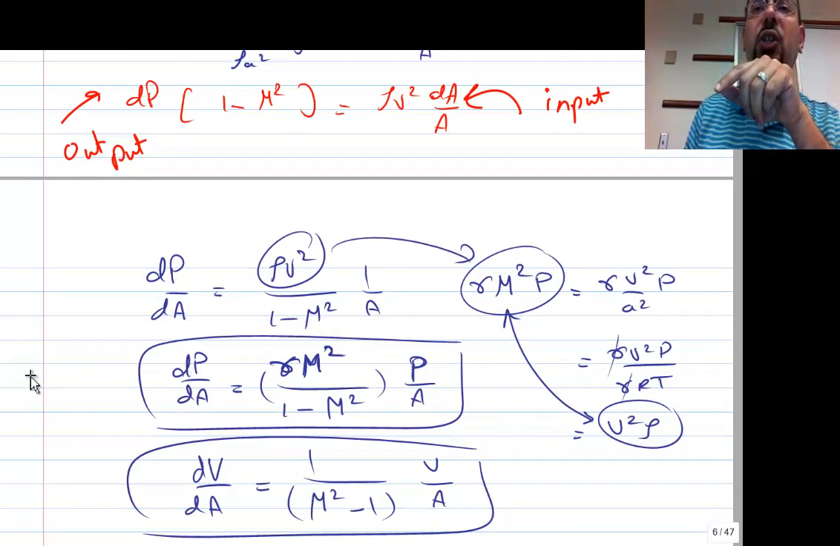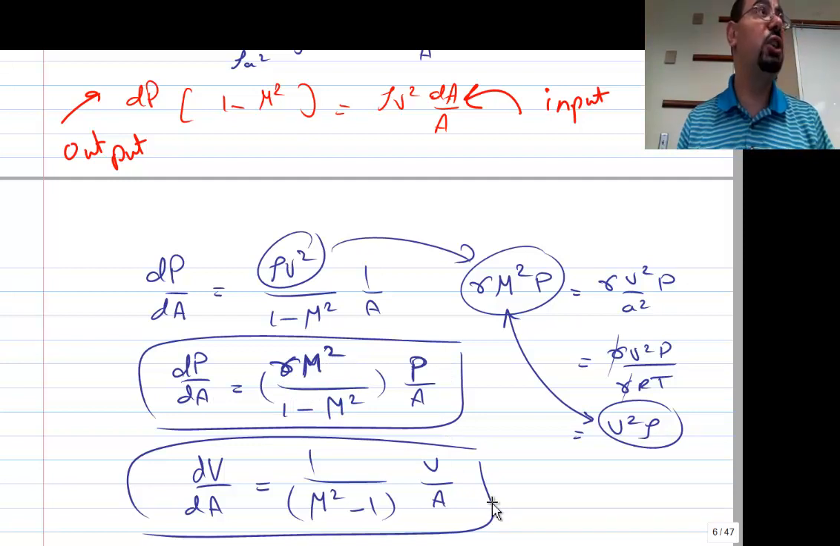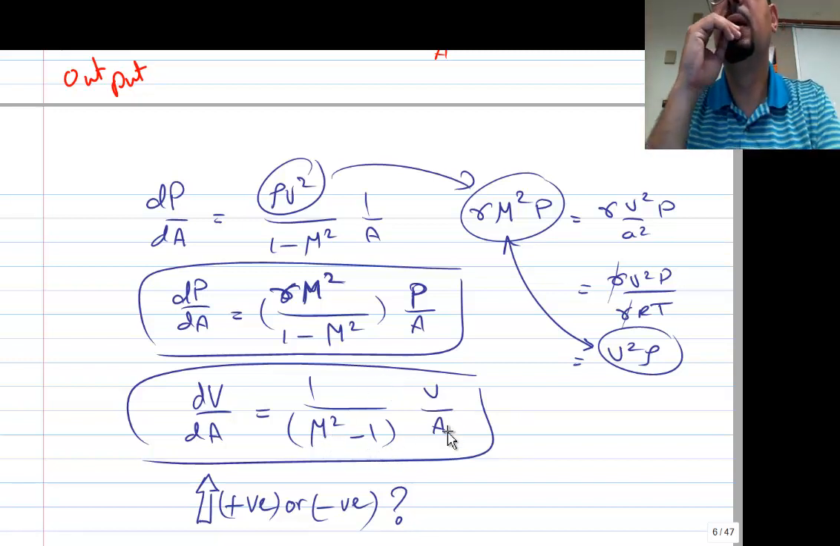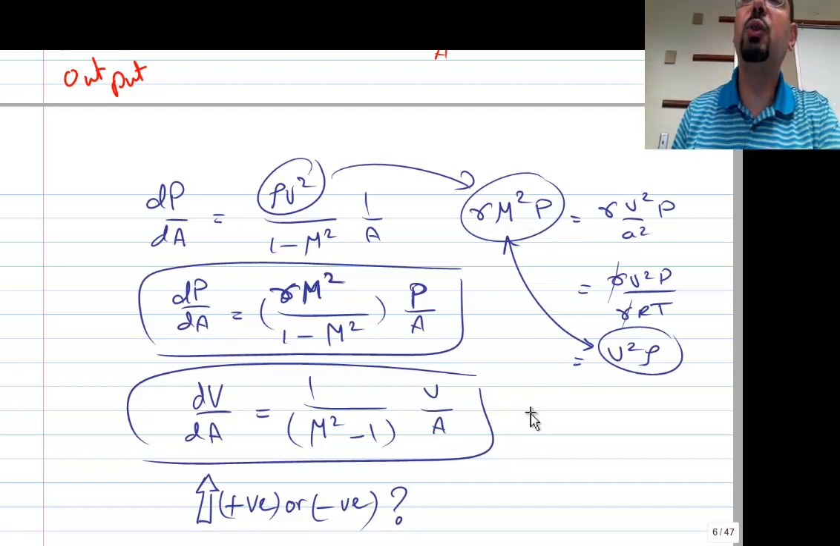So now the equation, after you take rho V square and write it as gamma M square P, you will end up with dP over dA is gamma M square over 1 minus M square, P over A. And along the same procedure, you can end up with another equation for the velocity: dV by dA is 1 over M square minus 1, V over A. And now let's look at those two equations.